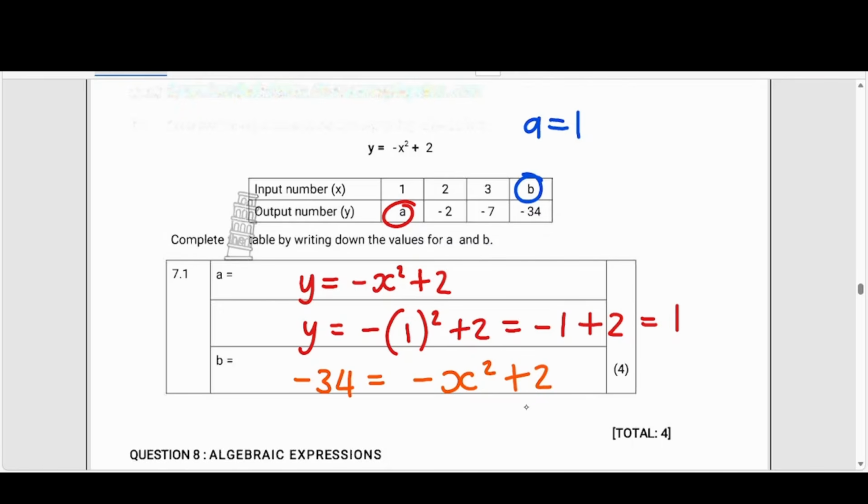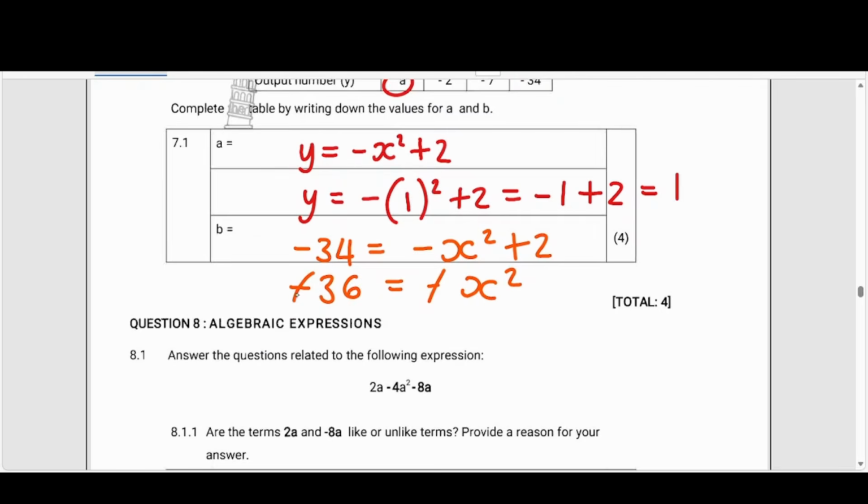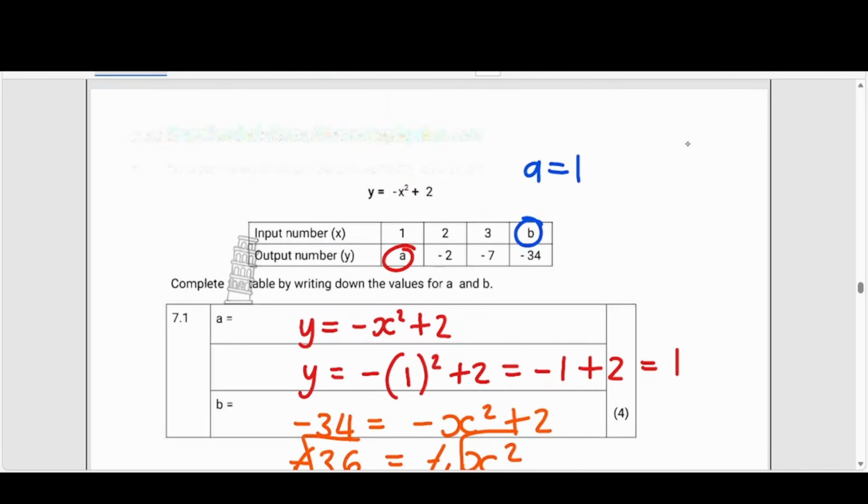First, we're going to take the 2 across. We were adding 2, now we're going to subtract 2. So negative 34, take away another 2 is negative 36, which is equal to negative x squared. We can cancel the minuses on both sides. So x squared is equal to 36. We can then square root both sides, and so we can say x is 6. Okay, so that means B is going to be 6.